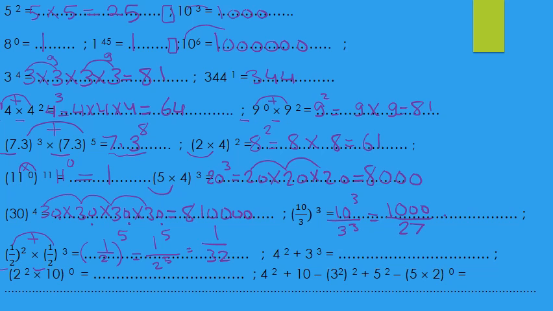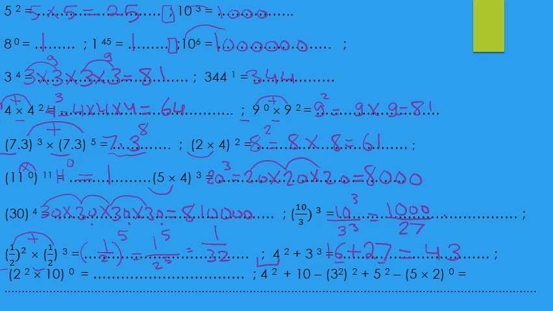Now here we don't have a rule. We calculate each power alone. 4 squared is 4 times 4, which is equal to 16, plus 3 cubed, it's 3 times 3 times 3 equals to 27. Now we add 6 plus 7, it's equal to 13. 3, 1 in hand. 2 plus 1 is 3, and 1, it's 4.